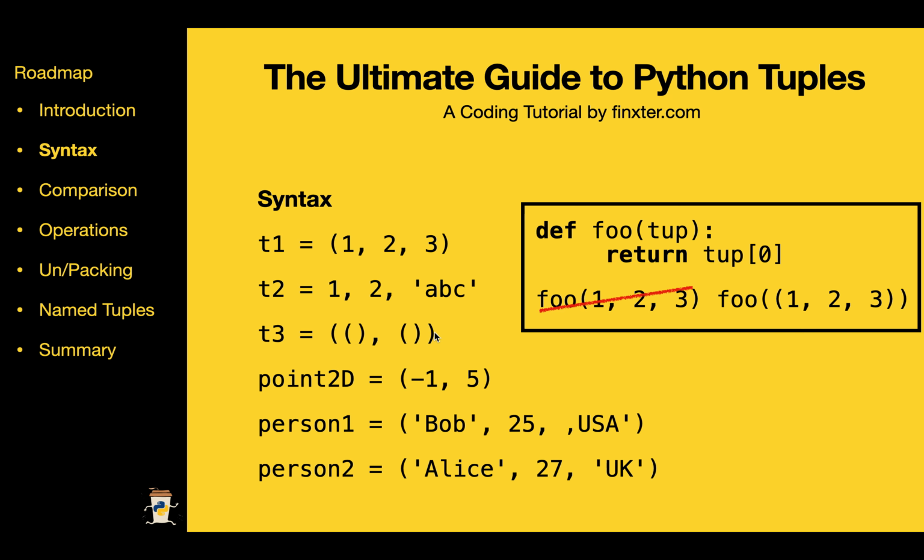And here is a tuple which contains two empty tuples. If you have no values inside the parentheses, this is an empty tuple. You can also create a tuple with only one value. Then you will need the value and a comma, or value, comma, and parentheses.